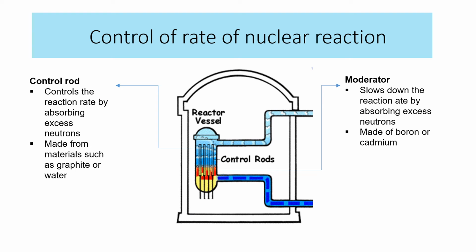The reactor vessels need to be controlled so that they can function well. We have two controls of the rate of nuclear reaction. The first one is the control rod. The control rod controls the reaction rate by absorbing excess neutrons, and it is made from materials such as boron or cadmium. The second control is the moderator, which slows down the reaction rate, and it is made of graphite or water.